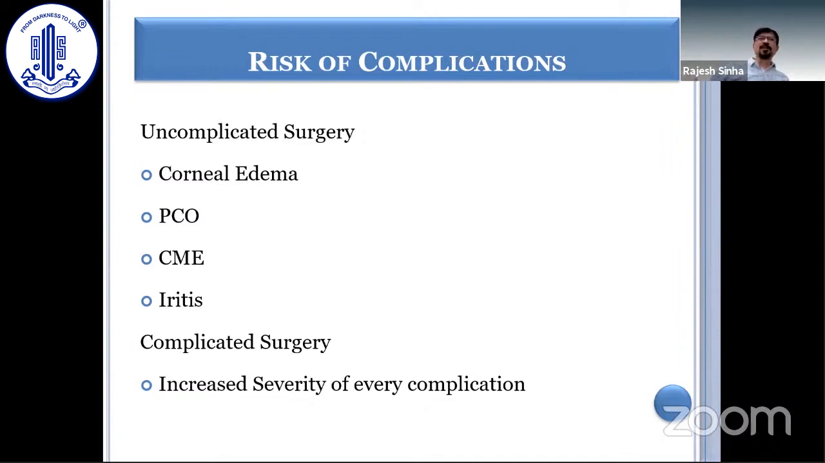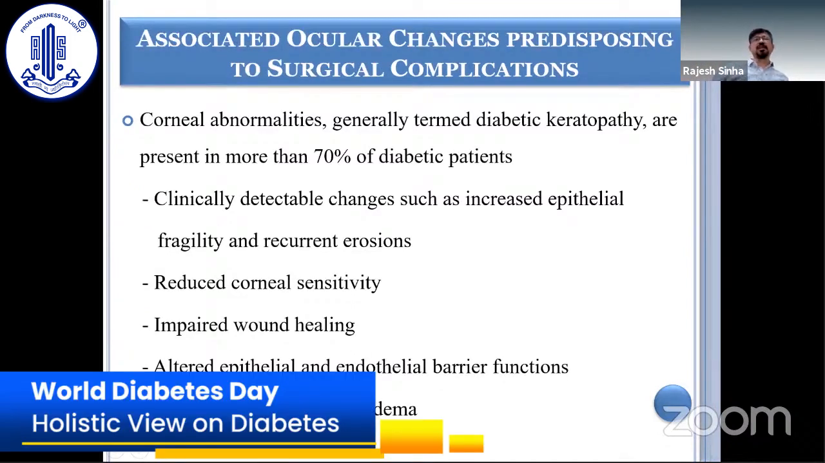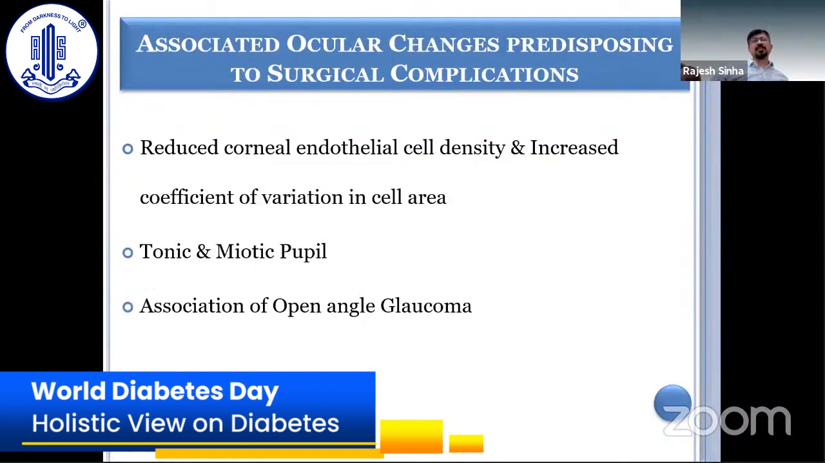PCO can be seen more often in diabetics because of associated subtle inflammation that can be there on a long term. Then cystoid macular edema and iritis again can be there. In an uncomplicated surgery, but if it's a complicated surgery, then everything becomes more severe in diabetics, particularly if it's not well controlled. And as I said, if there's an associated corneal problem in these diabetics, then that can further lead to complications and endothelial damage. Tonic and myotic pupil can cause a lot of problems by doing surgery.